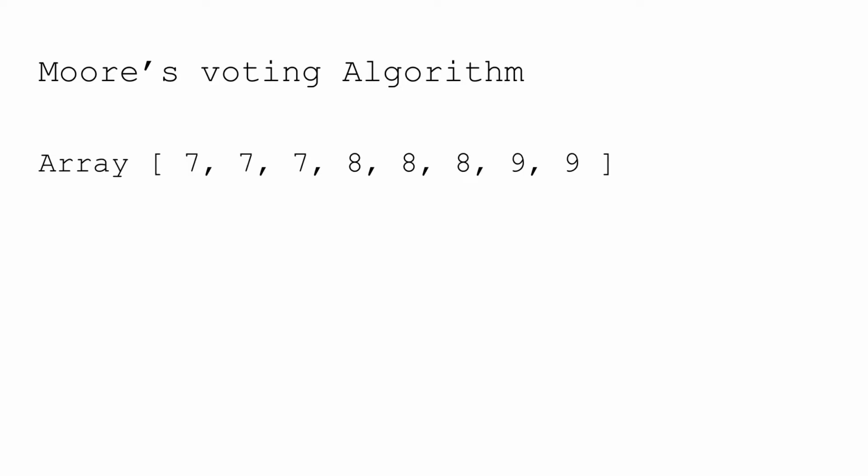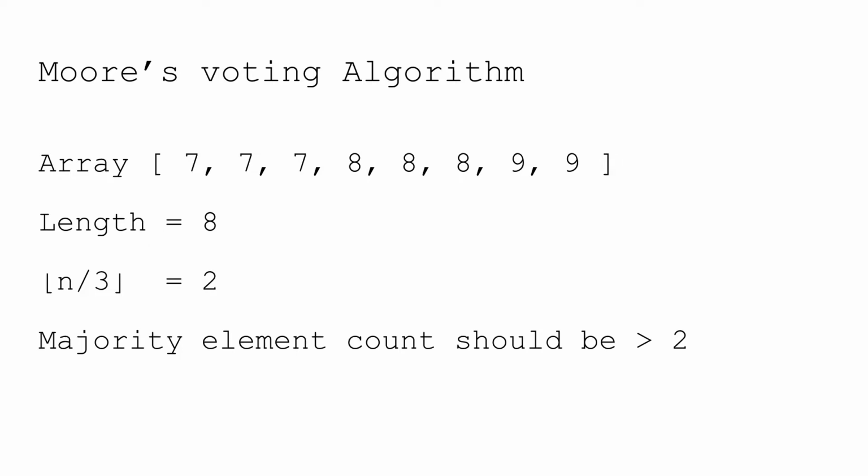For example, we are given this array with a few elements. Here the length of this array is 8 and the floor value of n by 3 would be 2. Here, according to the problem statement, we need to find the majority element whose count should be greater than 2. Okay. So by simply looking at this array, we can say that 7 and 8 are majority elements as they appear thrice in this array. So let's see how we can identify these elements using Moore's voting algorithm.